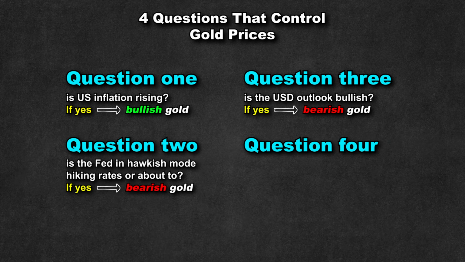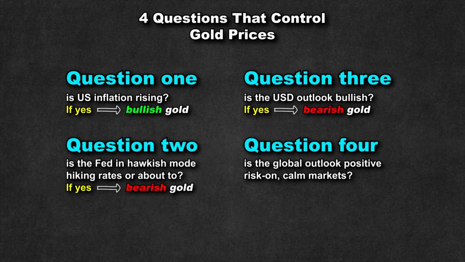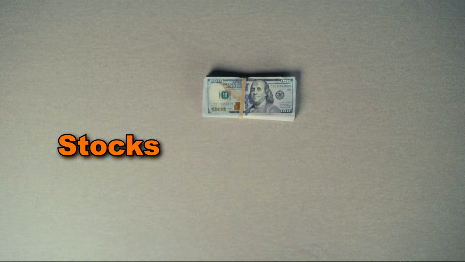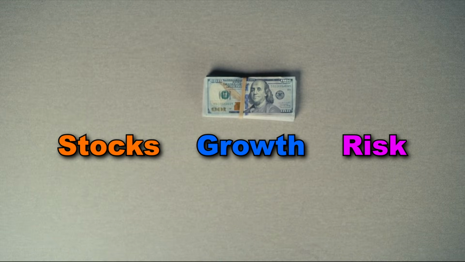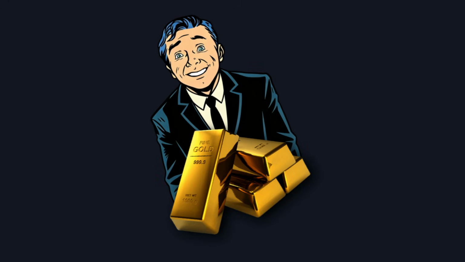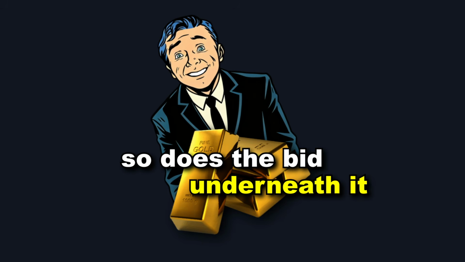Question 4. Is the global outlook positive? Risk on, calm markets? If yes, bearish gold. When the world feels safe, money flows into stocks, growth, risk. Gold is the asset of fear. When fear disappears, so does the bid underneath it.